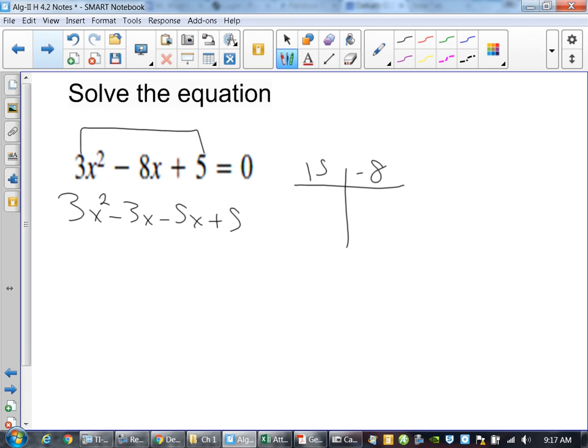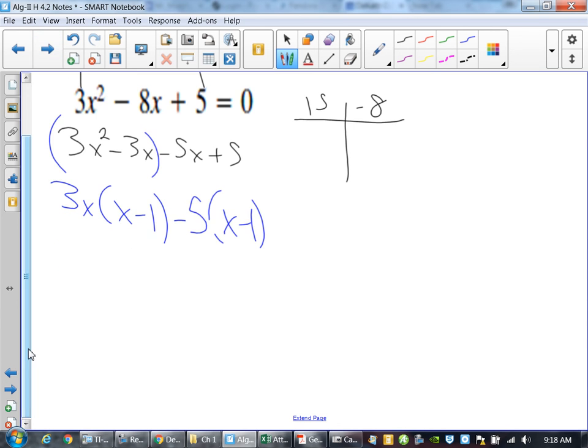What's the GCF of 3x squared and 3x? 3x. I have an x minus 1. Now I need to make this negative 5x plus 5 look exactly like an x minus 1. So what do they have in common? Take out the negative. And now since these two are the same, we can factor them out, and you're at 3x minus 5.